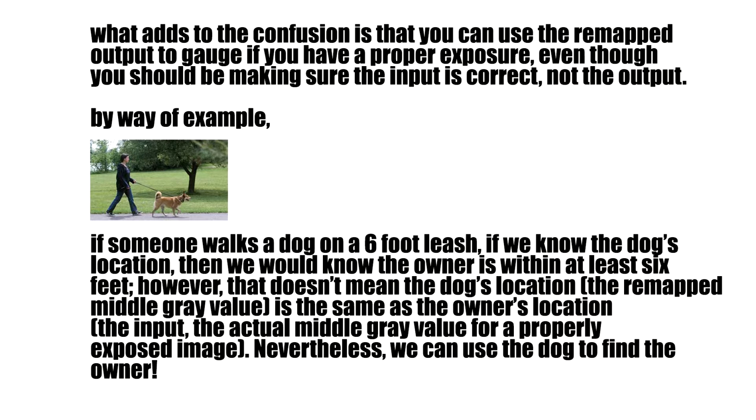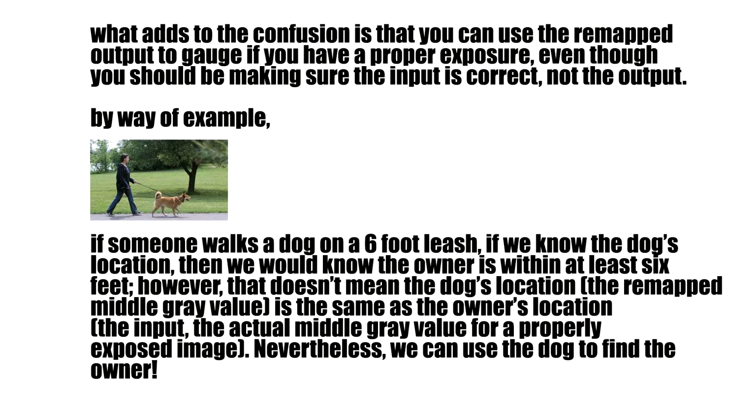So the only example I could think of for this was if someone's walking a dog on a 6-foot leash, if we know the dog's location, then we know that the owner is within at least 6 feet. However, that does not mean the dog's location, the remapped middle gray value, is the same as the owner's location, which is the input or the actual middle gray value for a properly exposed image. Nevertheless, we can use the dog to find the owner.